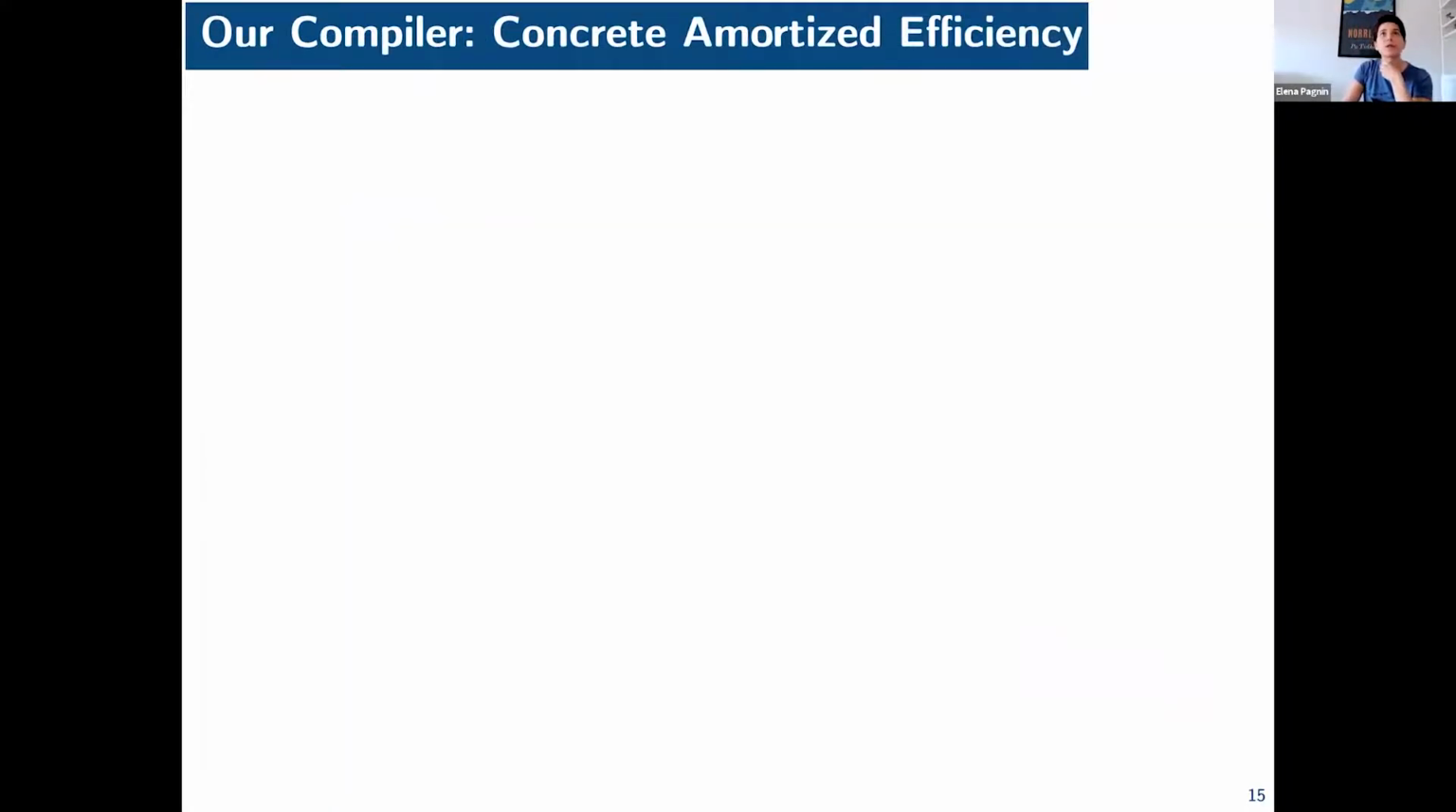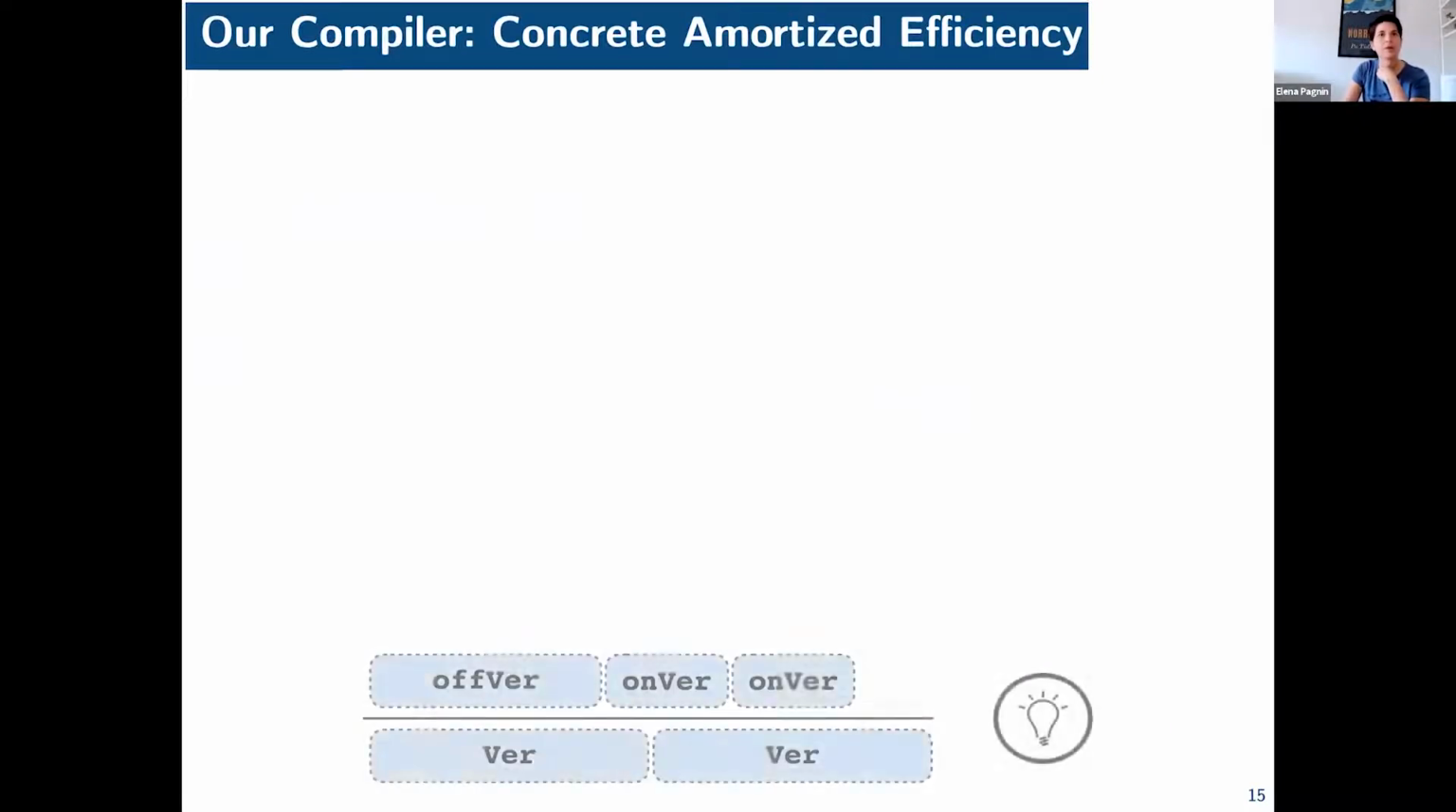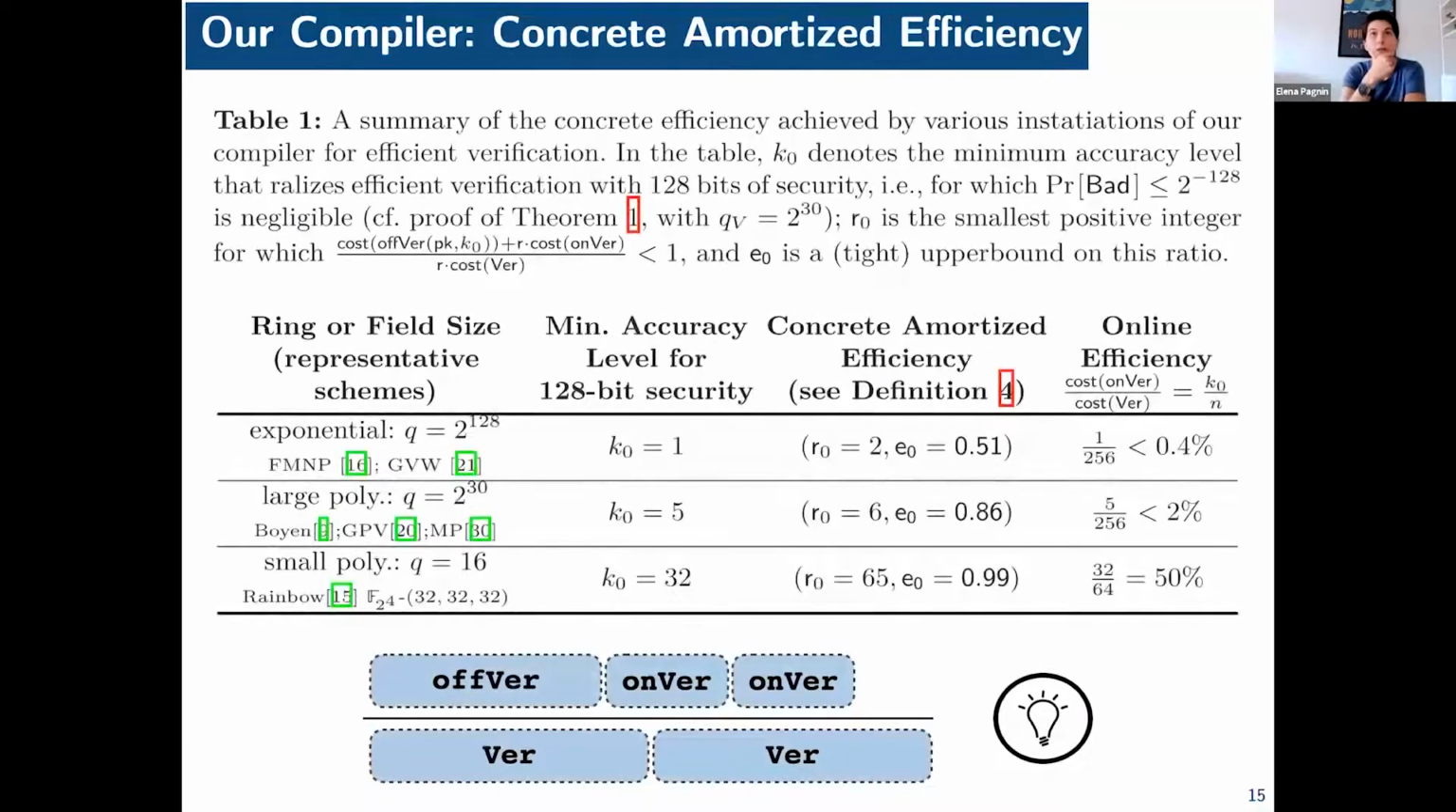So what is the concrete amortized efficiency if we use our compiler? I hope you remember this picture from before. This is the setting we are in now. I have the offline verification that I do once, and then a bunch of online verifications. It all depends on the value K. So for this table, we chose K such that the probability of the adversary producing a forgery is at most 2 to the minus 128. So it's unforgeable in the standard cryptographic sense. And then we compute the minimal K for which that condition is met, and from there we get the concrete amortized efficiency.